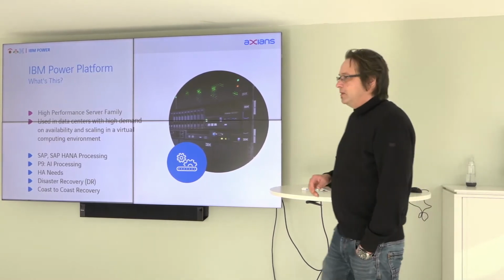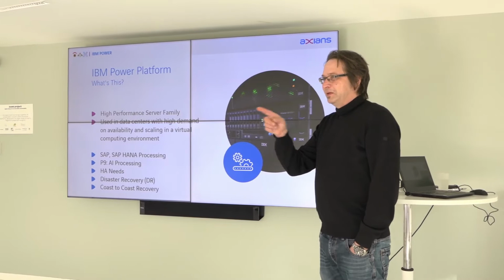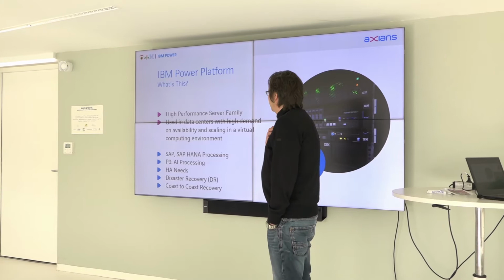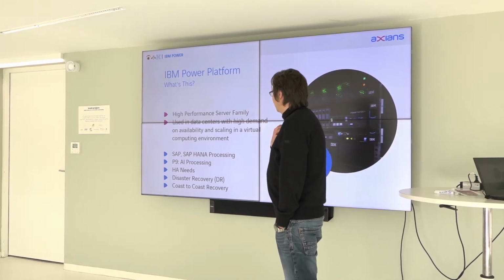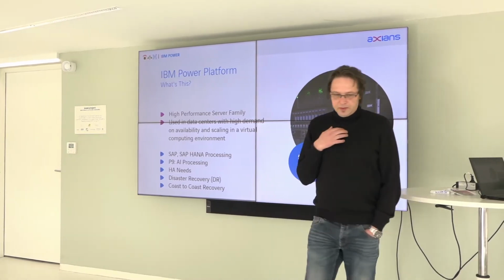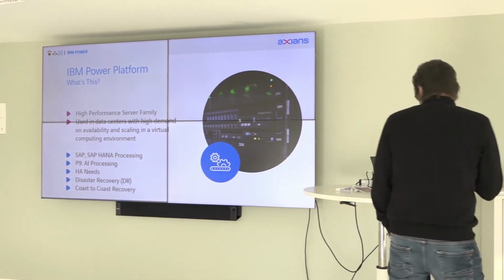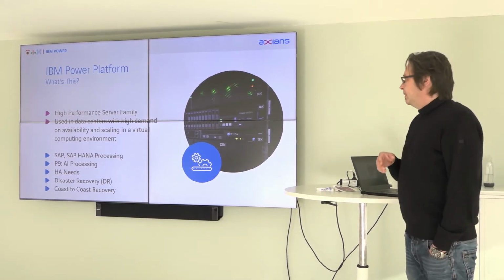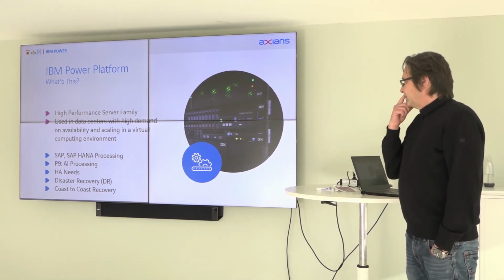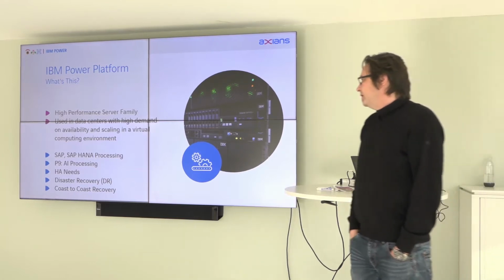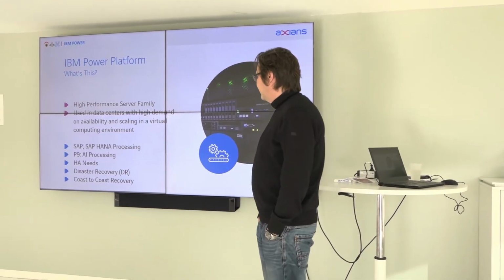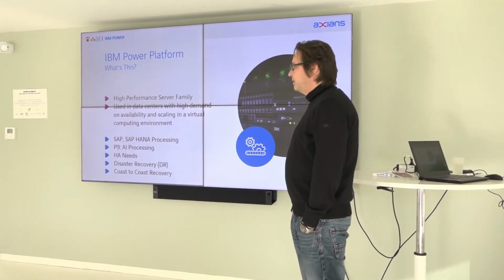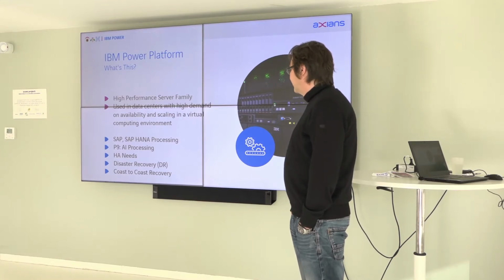What is IBM Power? Do you know the IBM Power Platform? The Power Platform itself is a high-performance server family. It's used in data centers which have a high demand on availability and scaling in a virtual computing environment. It's used mostly in SAP HANA processing with the Power 9 generation, the actual generation of Power systems.